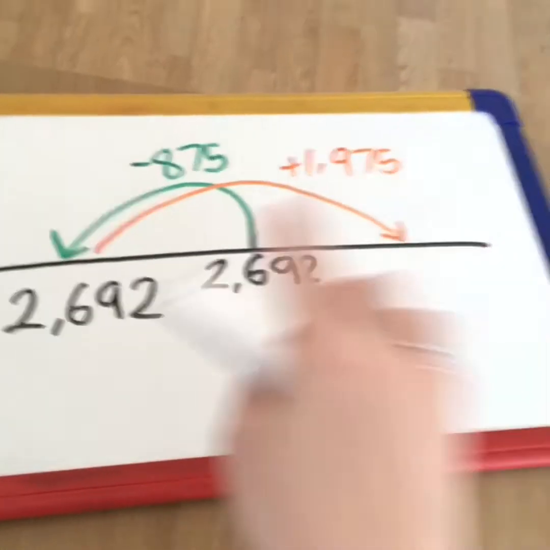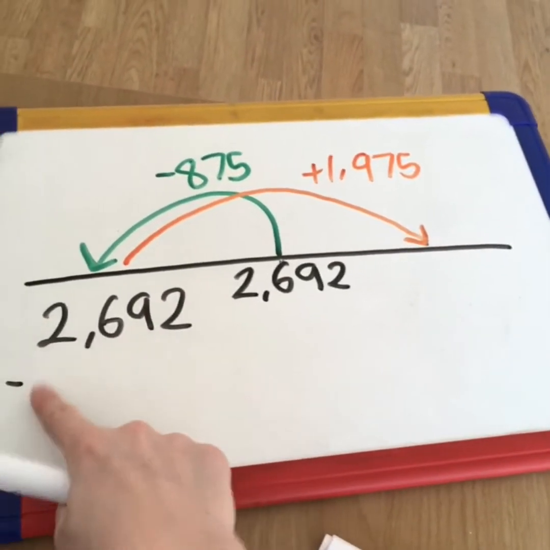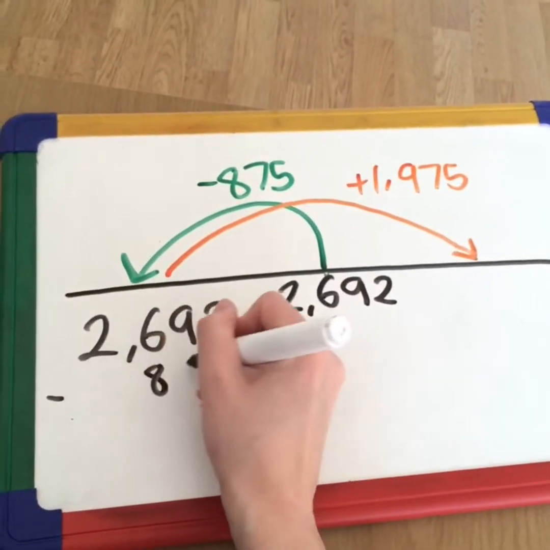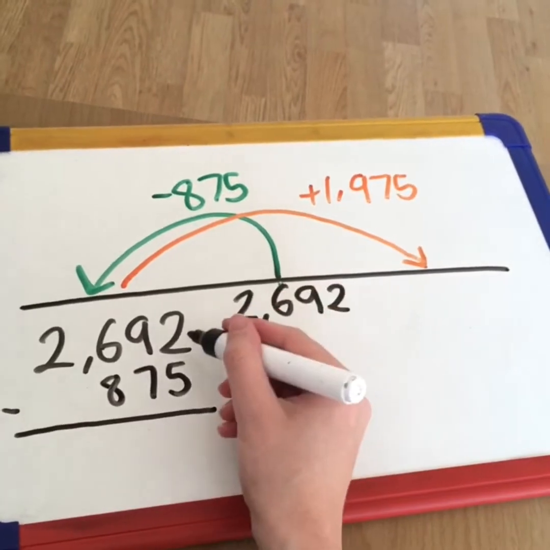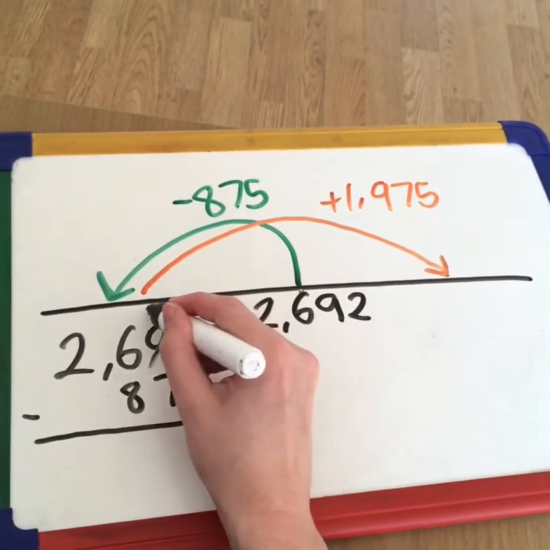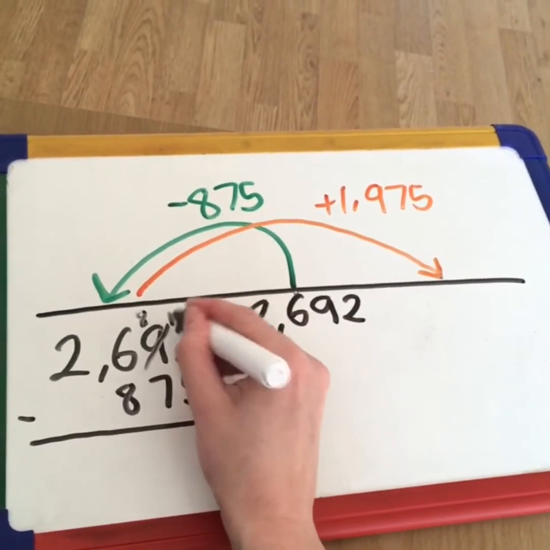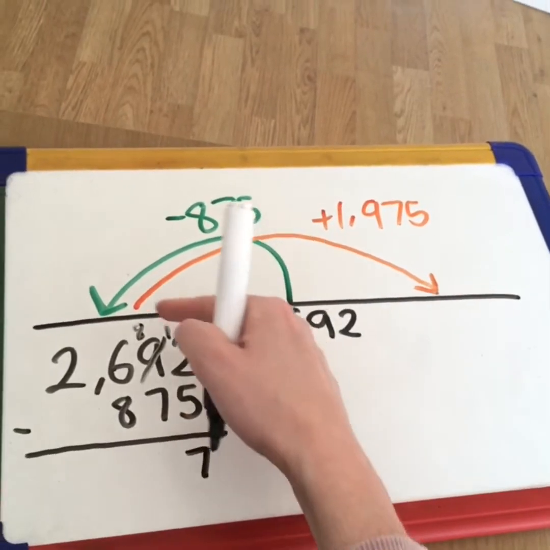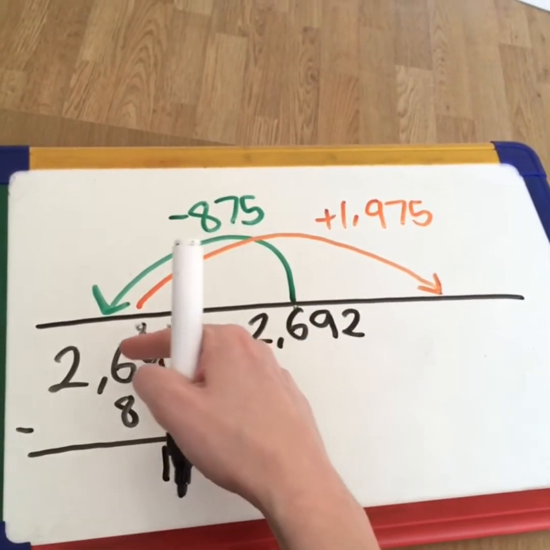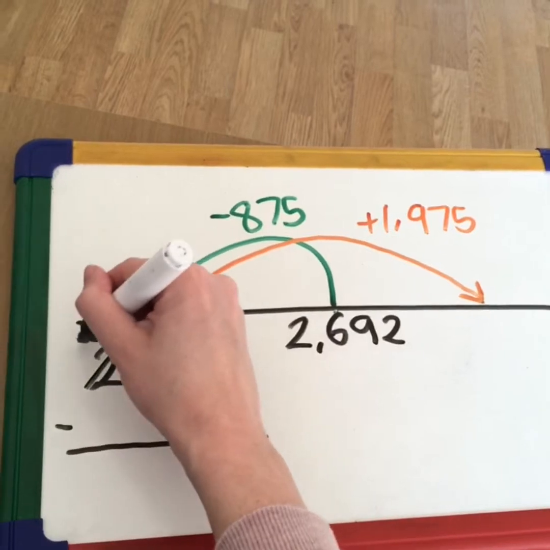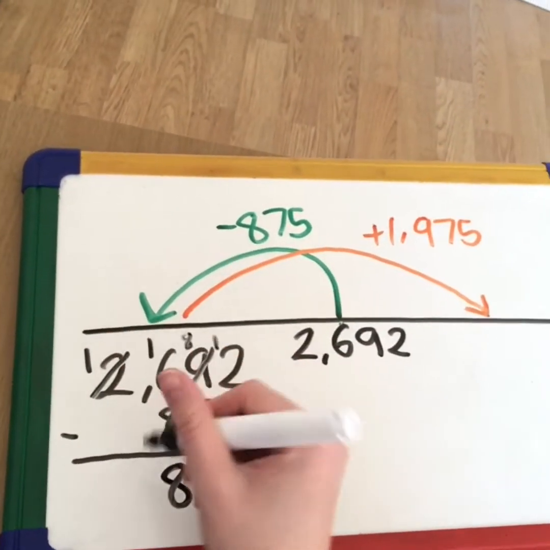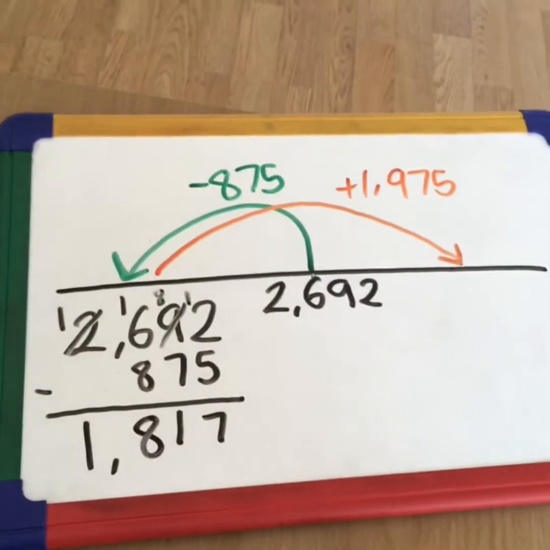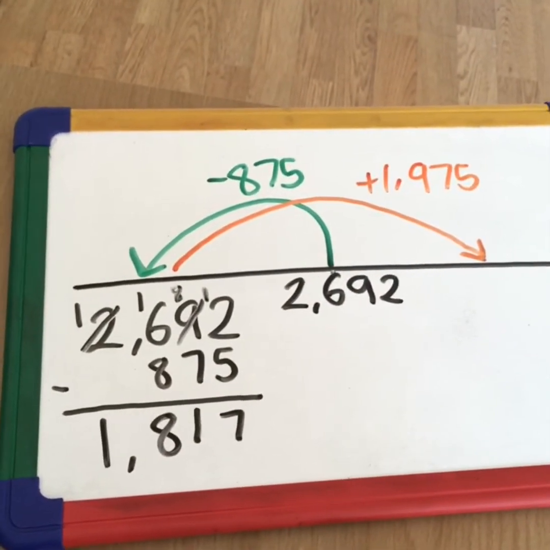So now it's time to calculate. First things first, I'm going to do 2,692 and I'm going to take away 875, making sure I'm lining it up correctly because these are the trees that got cut down. So 2 take away 5 I can't do, so I go next door and I rename. 12 take away 5 is 7. 8 tens take away 7 tens is 1 ten. 600 take away 800 I can't do, so again I'm going to rename. 1,600 take away 800 is 800, and 1,000 take away no thousands is 1,000. Have I finished? Is that my answer?